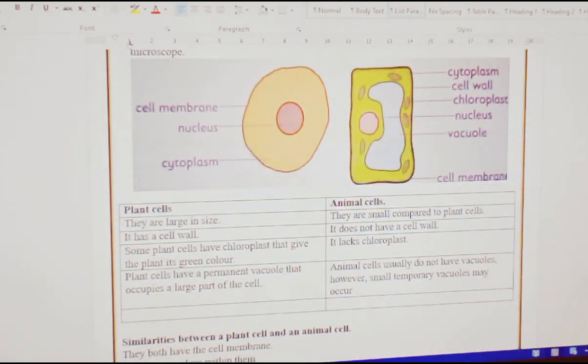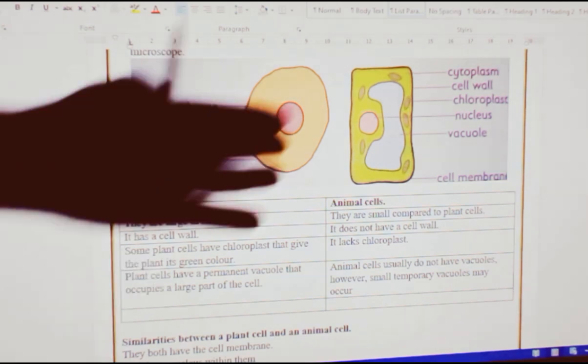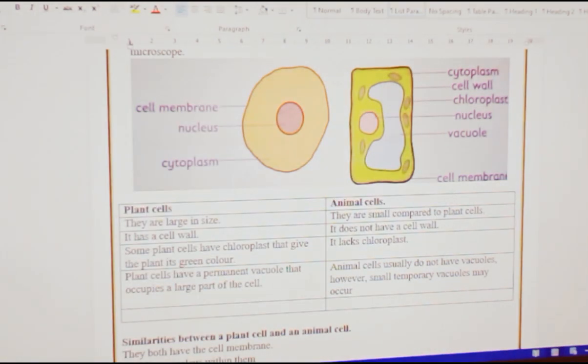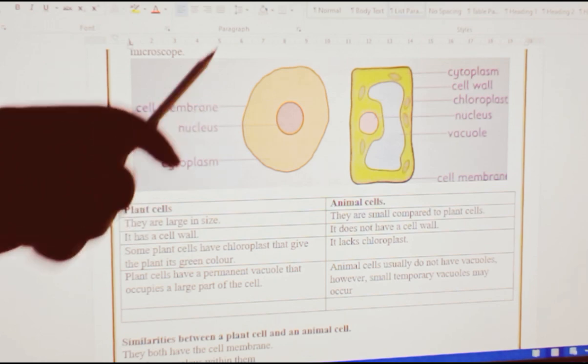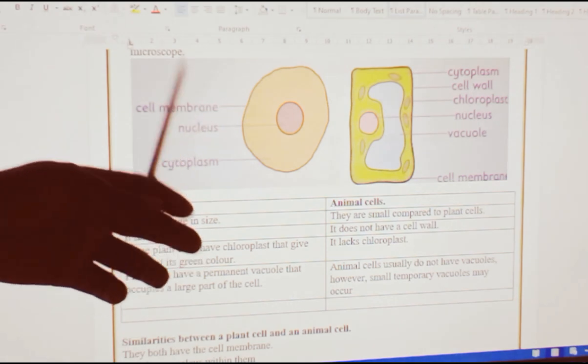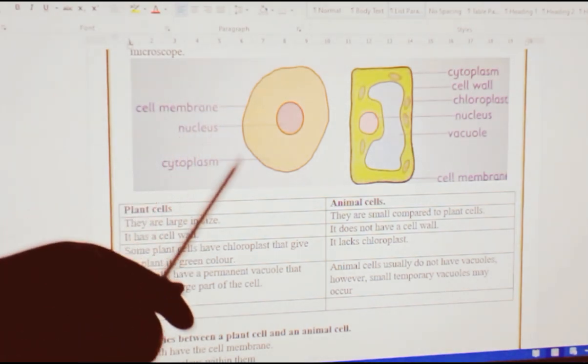In the animal cell, there is a cell membrane, and in the plant cell we also have a cell membrane. In the animal cell, we have cytoplasm, and here we also have cytoplasm. In the animal cell, we have a nucleus, and here we also have a nucleus.